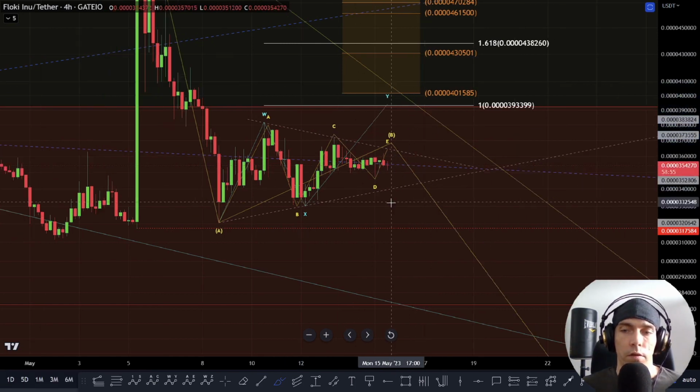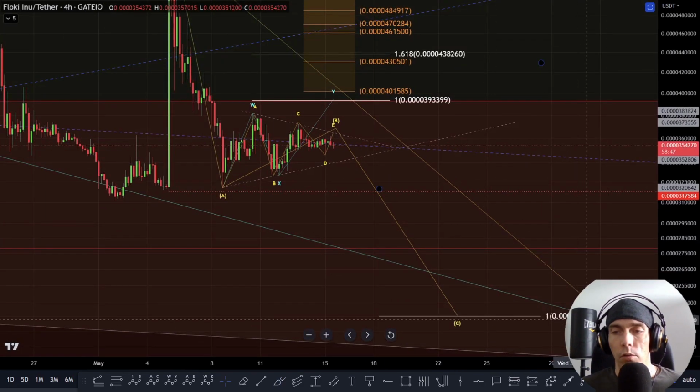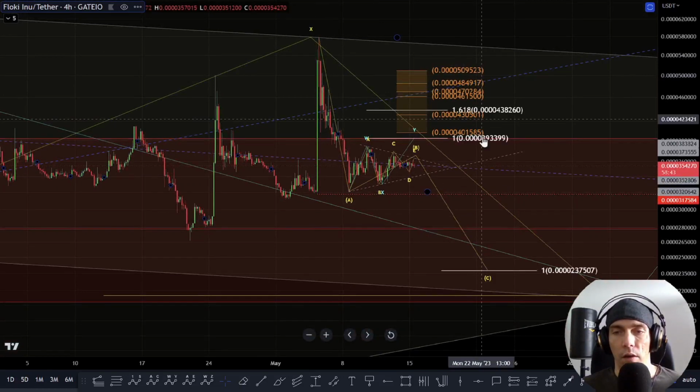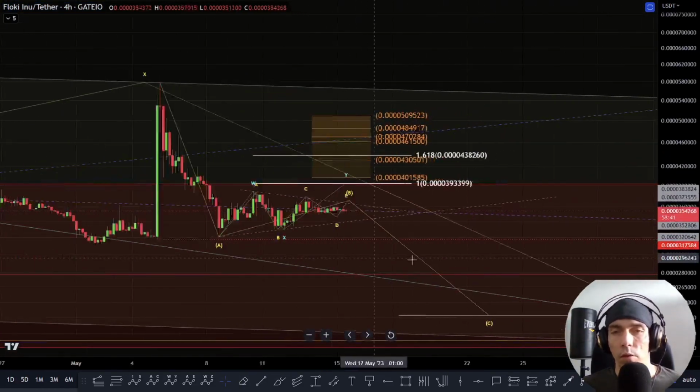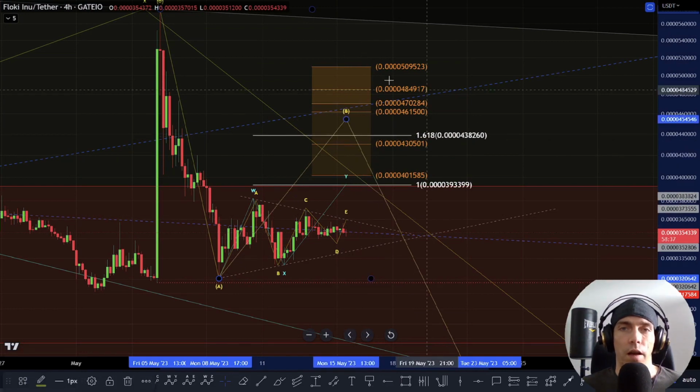If we break to the downside, then we could potentially be setting up for the C wave to the downside here, where we're looking for this possibility of coming down towards this zone of this 237507. So that would be looking at this as just a 3-wave move potentially. Within this, though, technically speaking, as a B wave, this could actually move up as high as this area here.